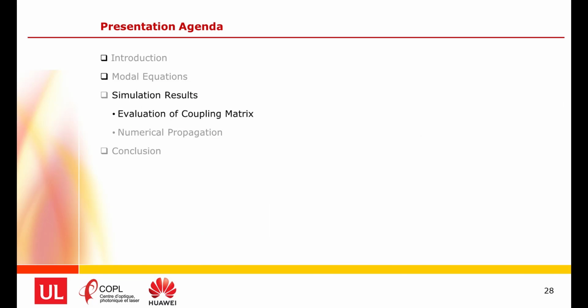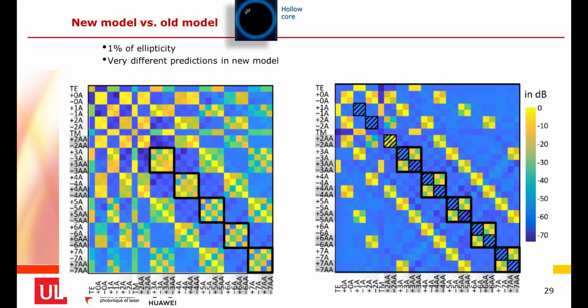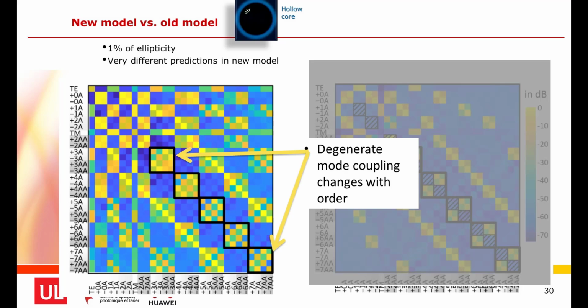So let me show you results for the same fiber simulations. On the right, I have what I showed to you before, and we can see we get very different predictions on what the coupling behavior is for this fiber. And most importantly, we can see the degenerate mode coupling and how it changes with mode order. So we can see a difference in evolution from the lower order modes to the higher order modes.